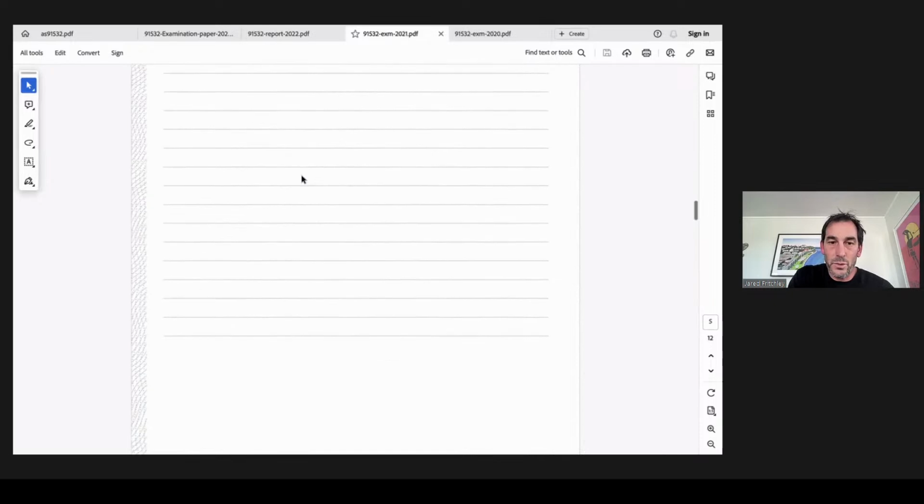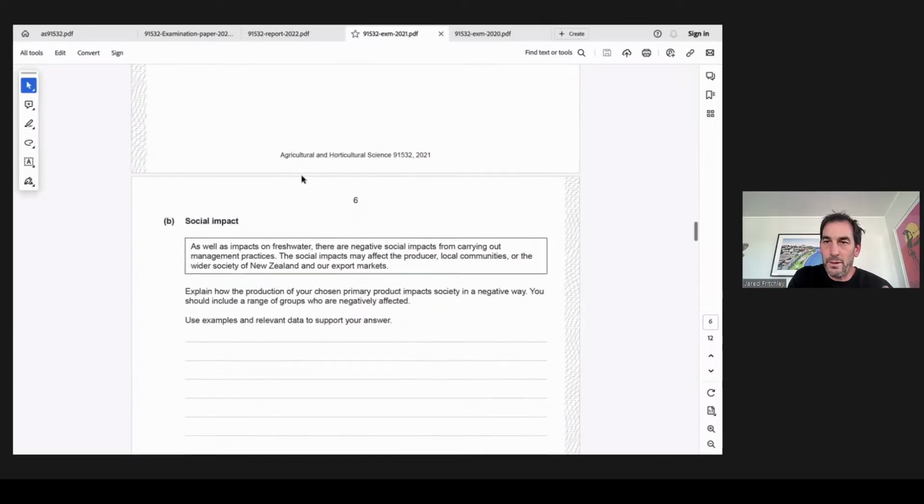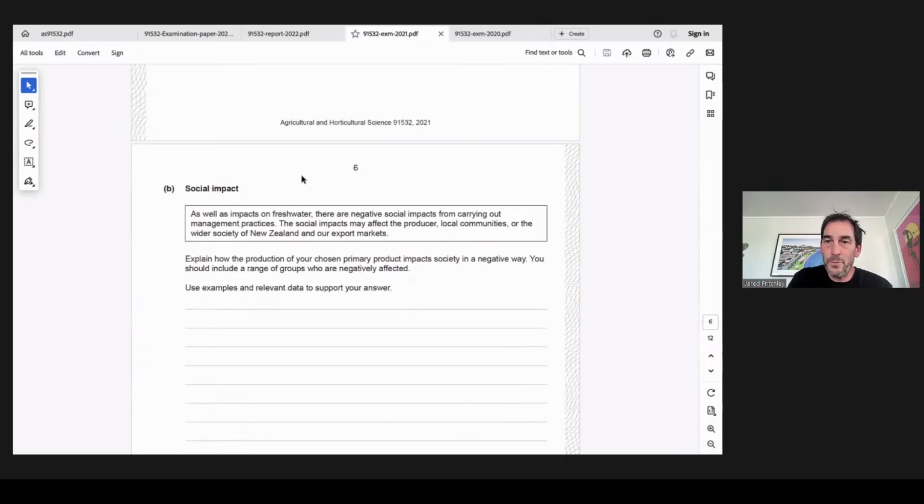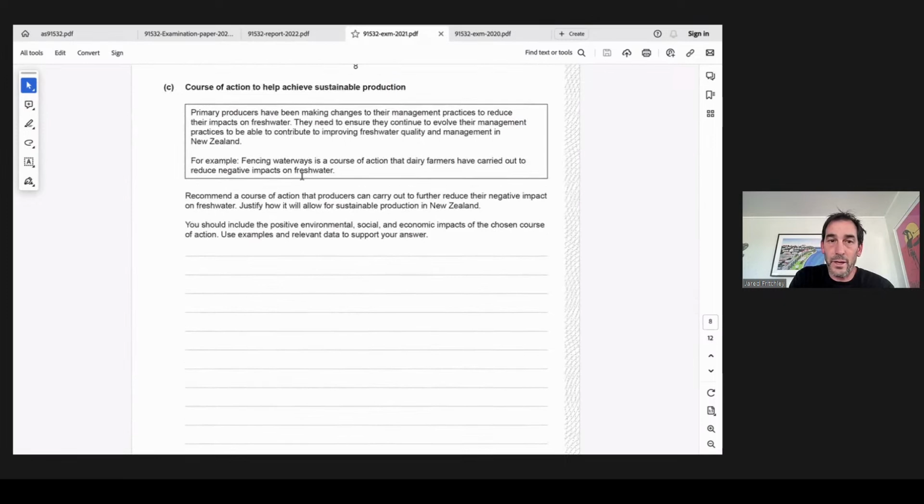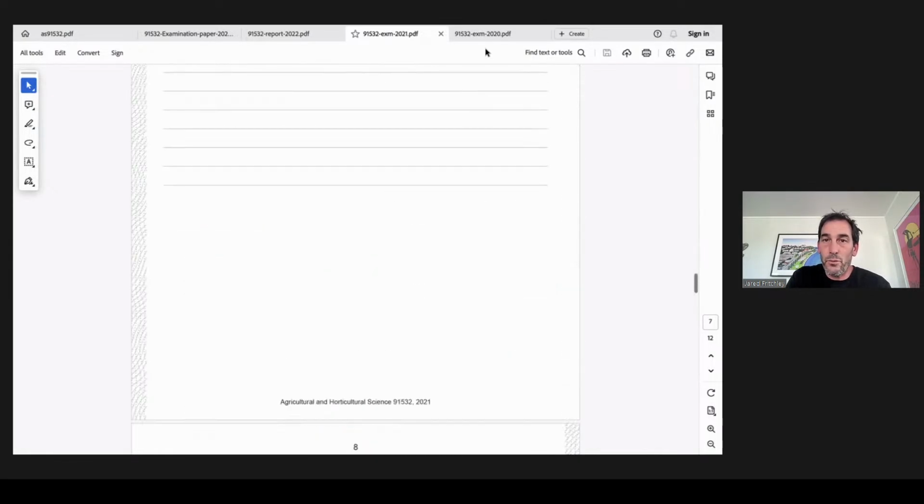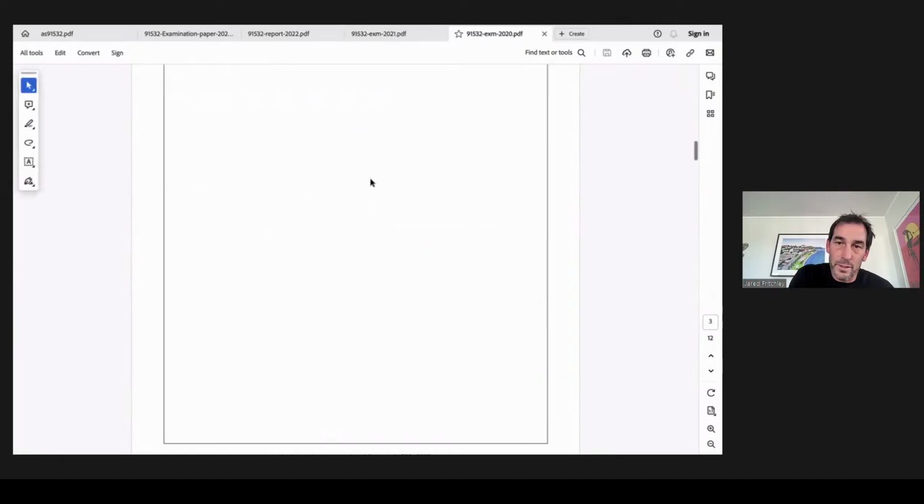So our 2022 paper was about, I think, economic impact. Here we've got social impact. So it just changes from year to year to make sure that students are learning about all of those 4 considerations or impacts from producing your primary product. And still a part C with the course of action: recommend a course of action that producers can carry out to further reduce their negative impacts. And we've got one more script before we move away from past papers.